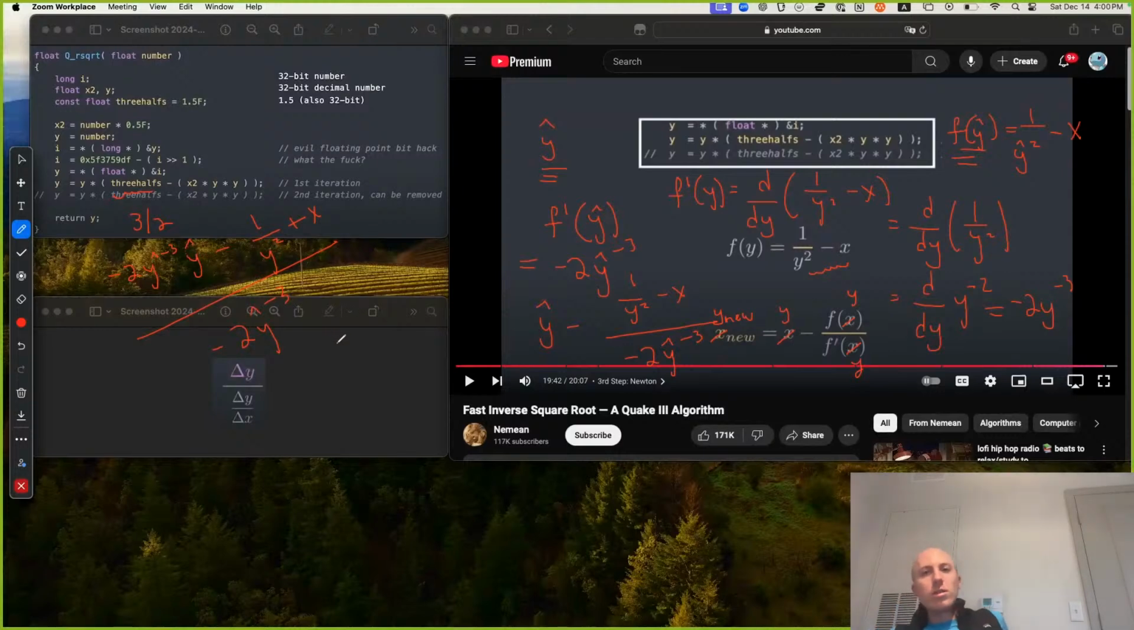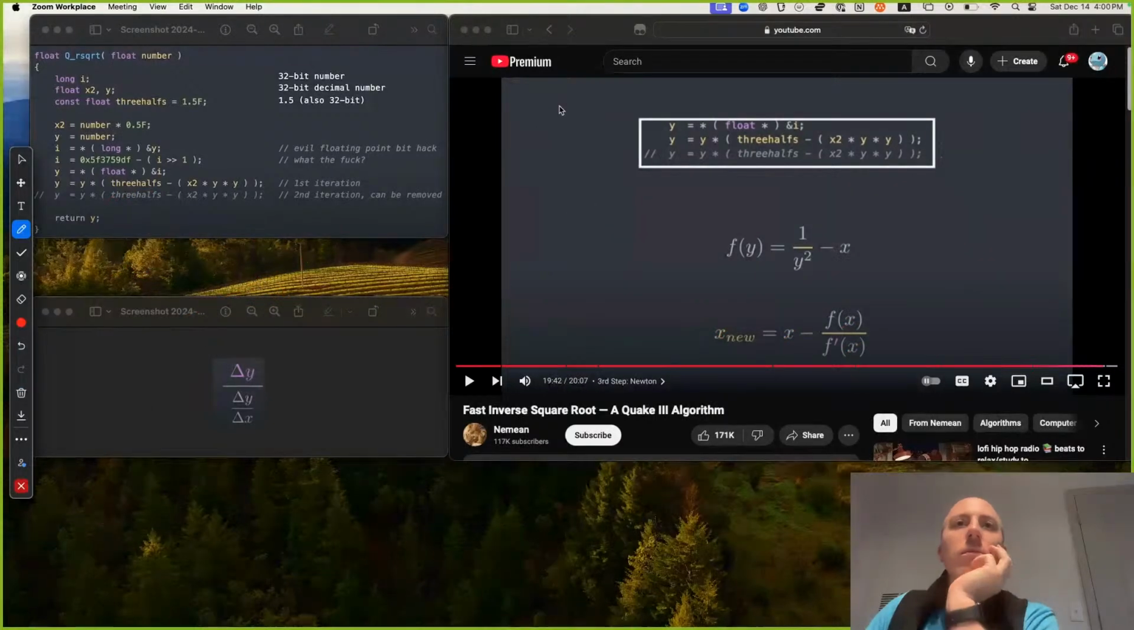Just doing out this algebra on the last step. I want to make sure this thing here. Yeah, negative 2 times y to the negative 3. Yeah, that seems like what that is. So I have f prime of y is equal to negative 2 times y hat to the negative 3, which is equal to negative 2 over y hat cubed.